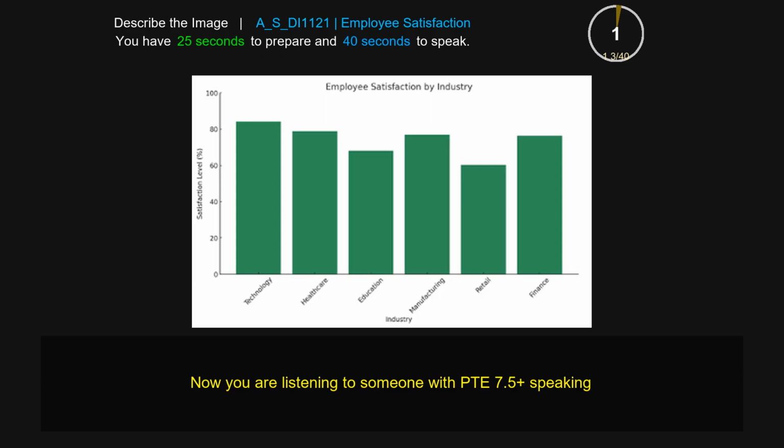The bar graph gives information about employee satisfaction by industry. On the y-axis, there are numbers 20, 40, 60, 80, and 100. On the x-axis, there are the words technology, healthcare, education, manufacturing, retail, and finance. The highest element is technology, which is 80, and the lowest element is retail, which is 60. Overall, the image gives information about employee satisfaction by industry.